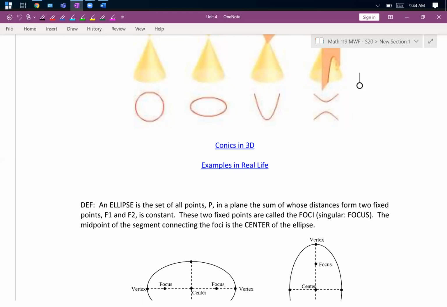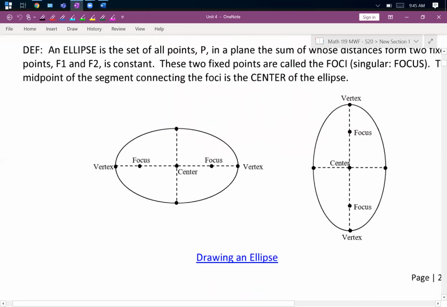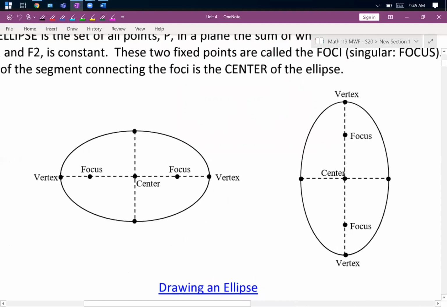All right, so an ellipse is the set of all points P in a fixed plane, the sum of whose distances from 2 fixed points, F1 and F2, is constant. These 2 fixed points are called the foci, or, the singular term is focus. The midpoint of the segment connecting the foci is the center of the ellipse. All right, so I feel like that all sounds so complicated. So an ellipse is just an oval. It has a center to it.